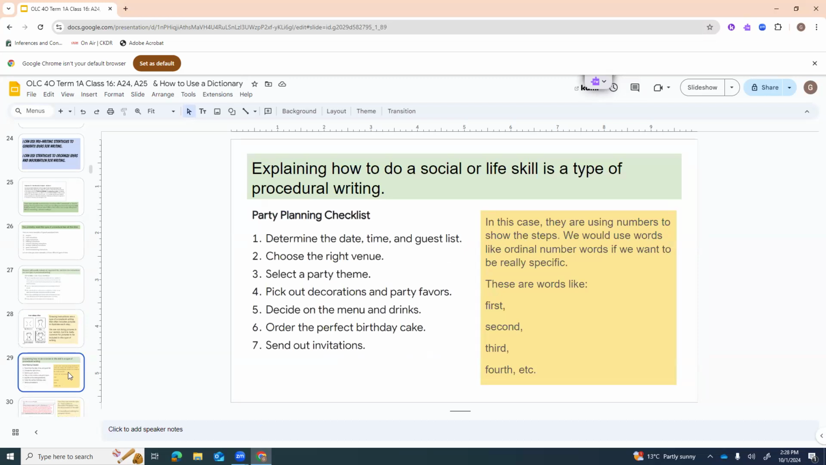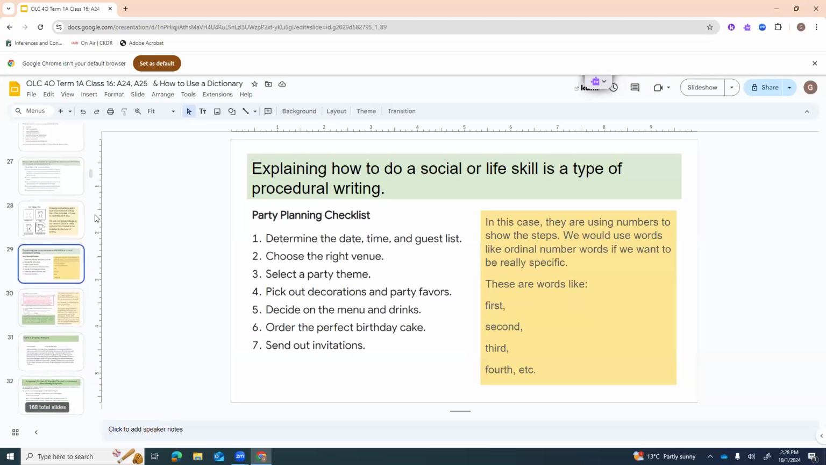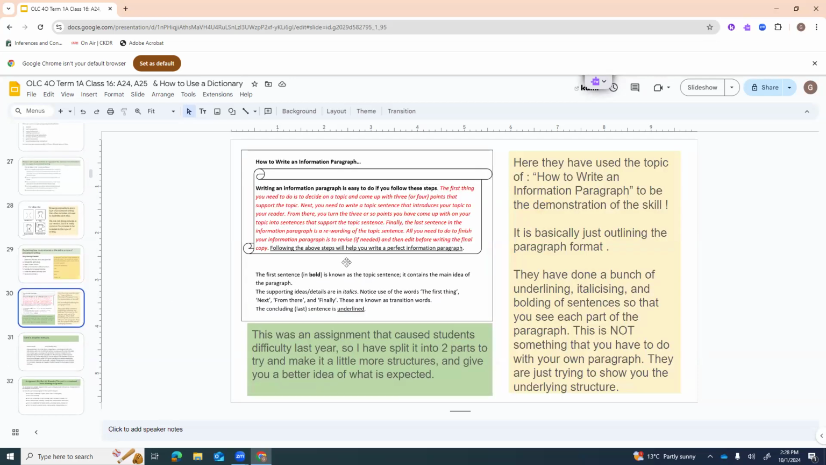I'm not going to stay here just because I want to move on to the thing. But you could even show people how to do a social skill or a life skill. Now, here's an example. For some reason, they wrote their example as, here, we're going to write a paragraph on how to do an information paragraph. I think that's confusing, but I'm including it here so you can see it because that's what you might see in yours. Writing an information paragraph is easy to do if you follow these steps.